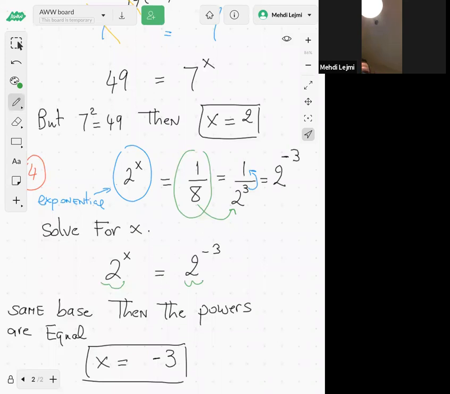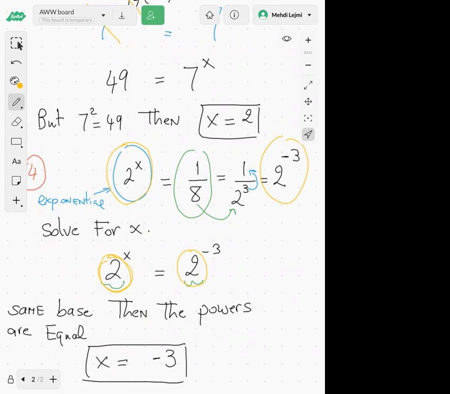So what I end up with here is 2 to the power x equal to 2 to the power -3. Okay, and now what I was saying is if we have the same base, which is 2, then the powers are equal. So that's why my x is -3. Okay, thank you.